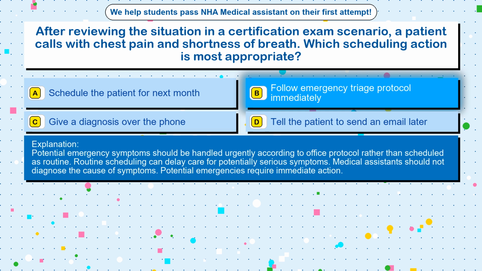Potential emergency symptoms should be handled urgently according to office protocol rather than scheduled as routine. Routine scheduling can delay care for potentially serious symptoms. Medical assistants should not diagnose the cause of symptoms. Potential emergencies require immediate action.